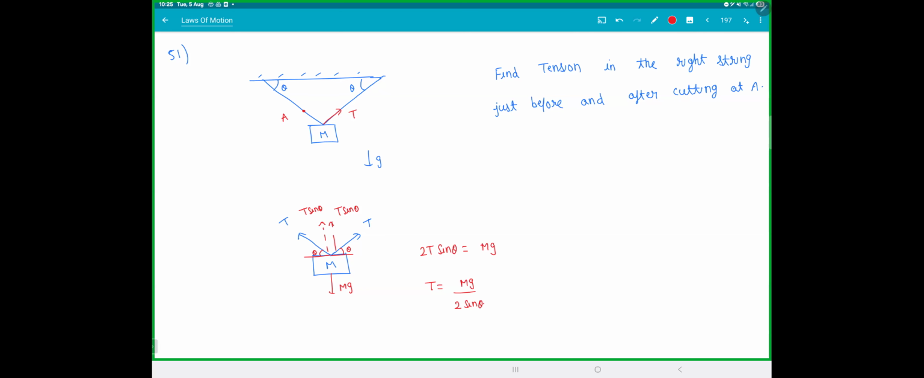What happens after cutting? That's not the answer. What happens after cutting? Think, you got a minute or two. Before was easy.